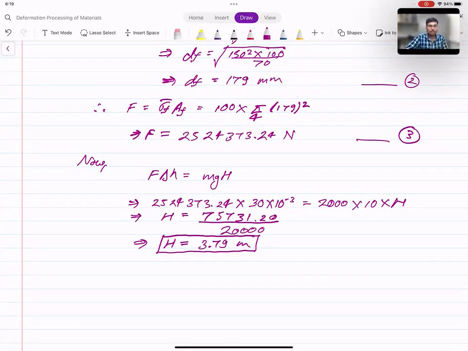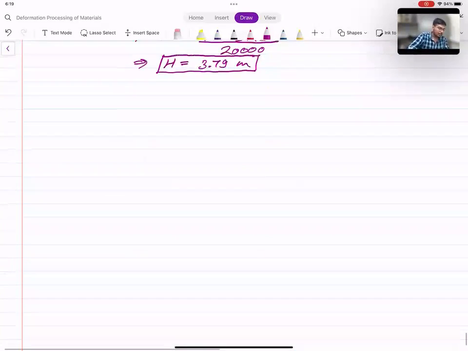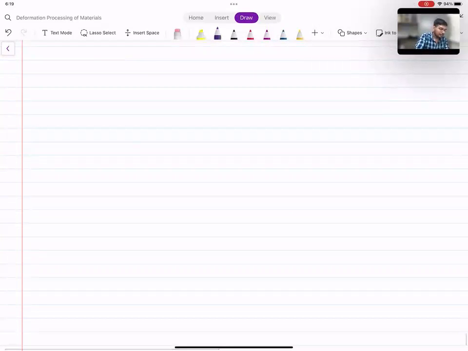So now let us see the effect of friction on this forging process. Till now we have considered that there is no friction between the die and workpiece. So there was homogeneous deformation and the diameter was getting extended as the height was getting reduced. Now we are seeing the effect of friction.